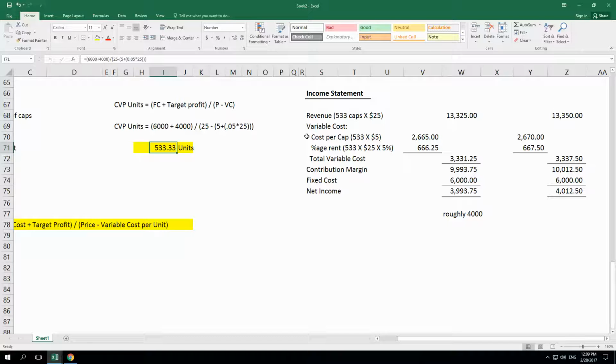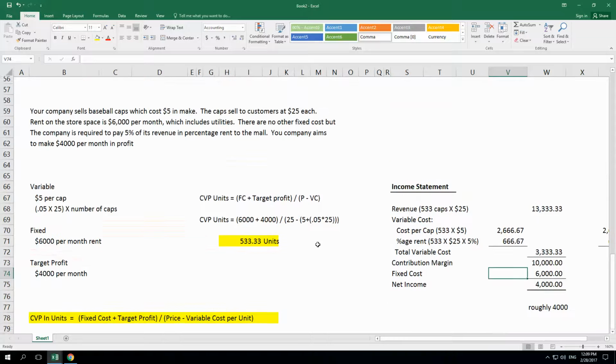So one thing you could do is just use that number. If we were to just use that number, whatever that is, and we reference it, in our formula, instead of just putting a straight 533 in, we could reference that. But I don't think you're going to sell 1/3 of a cap. Yeah. 0.33, but see, then it'll come out exactly. Yeah. So that's the way we do that.